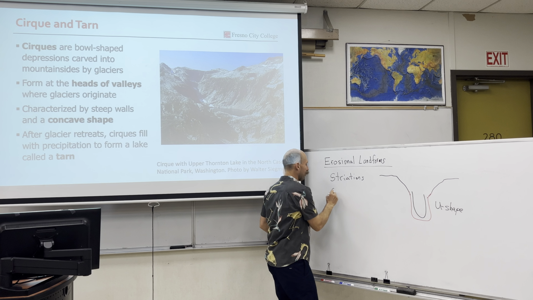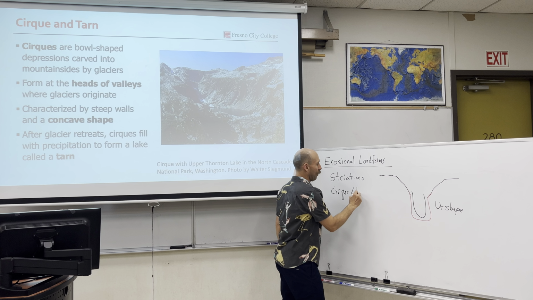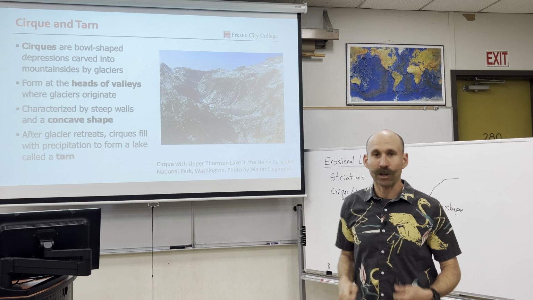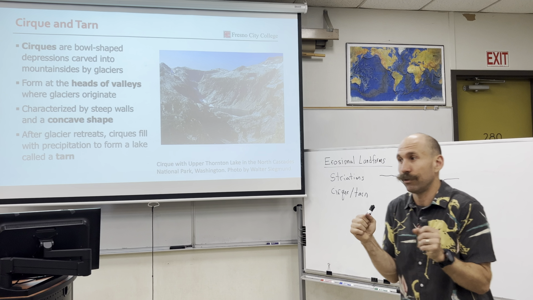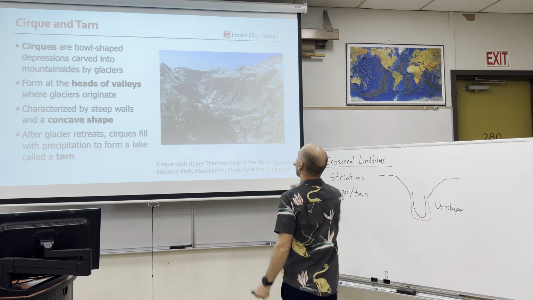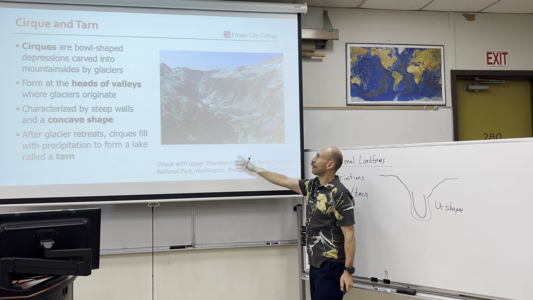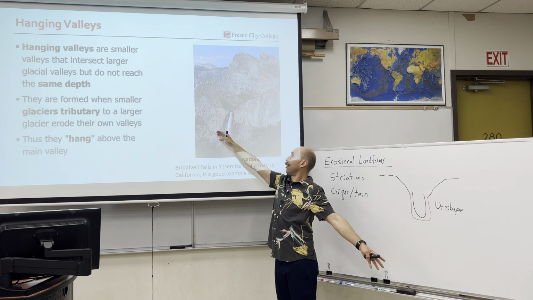So cirques are really awesome. Tarn, very cold. Go climb a mountain, find a cirque, jump in the lake, make sure it's summer and it's hot, otherwise you are going to be very, very cold. But what a cool place, what a cool thing to experience. Cirques, tarns, hanging valleys. Here it is again, Yosemite.